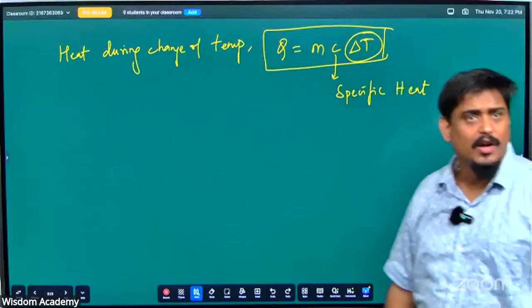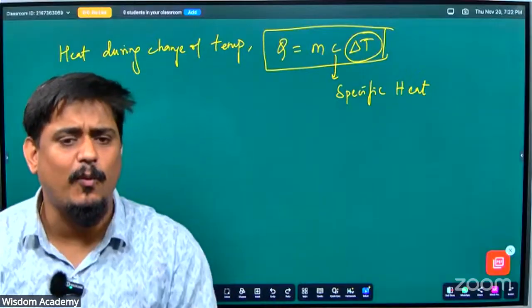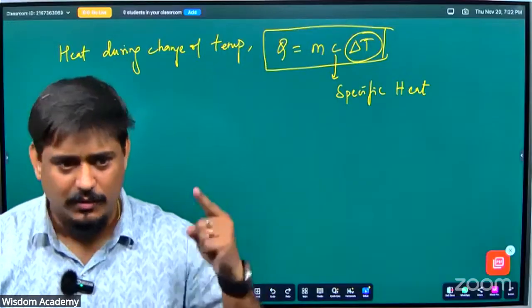Suppose they ask you, water at 30 degree, how much heat energy is required to make it 70 degree? You can find it with this formula. Mass of water should be known to you.